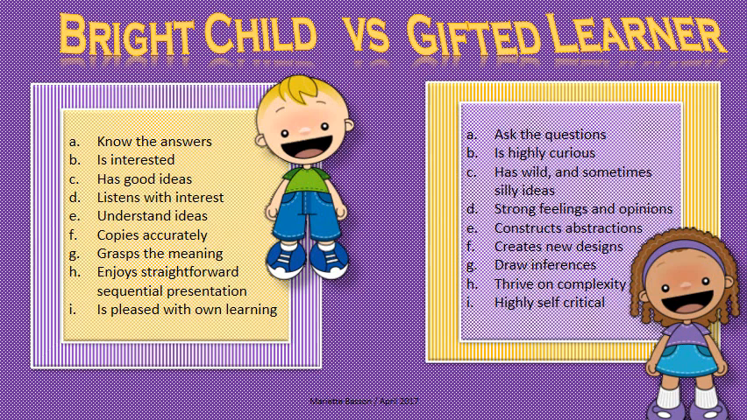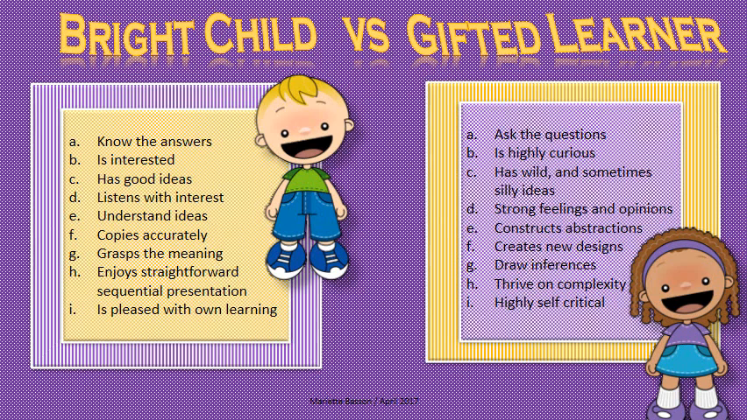Looking at the behavioral differences between brilliant or bright kids and gifted learners, we find that bright or brilliant children are the ones that know the answers, are interested in the work, have good ideas, listen with interest, understand ideas, copy accurately, grasp the meaning of the concepts, enjoy straightforward sequential presentations, and are generally very pleased with their own learning.